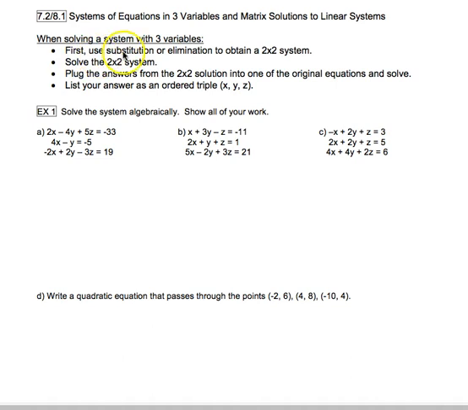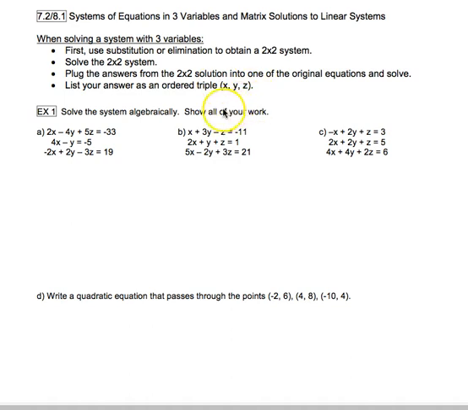First, you use either substitution or elimination to get it down to a 2x2 system. I generally prefer elimination, but it kind of depends on the system itself and what we're going to try. Once you have it down to a 2x2, then we do the exact same thing that we did in the last lesson. Just solve it either using substitution or elimination. That'll give you 2 of the 3 variables. And then you take those answers and plug them back into one of the original equations to solve for your 3rd variable.